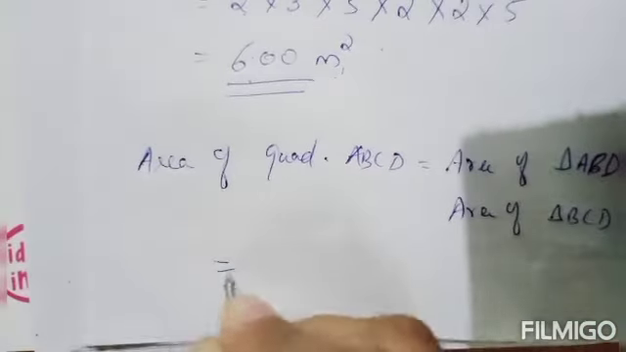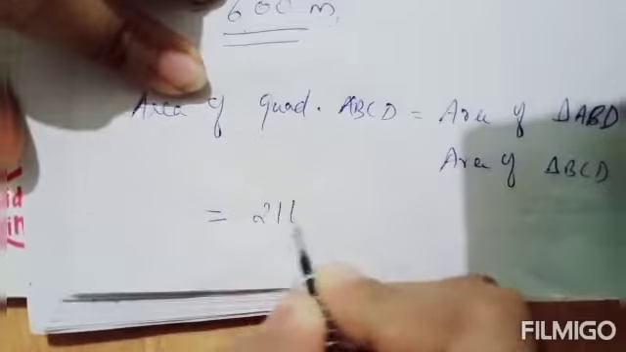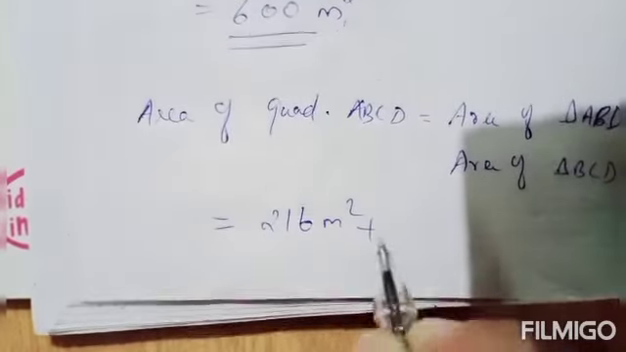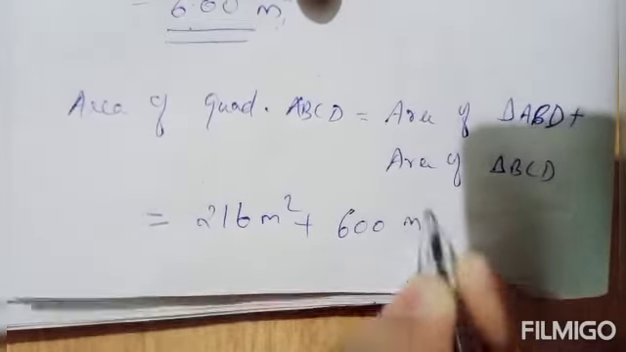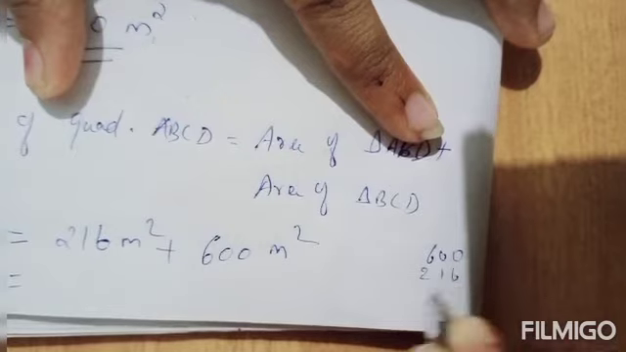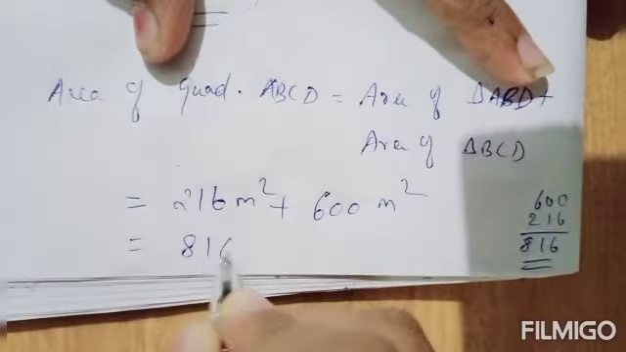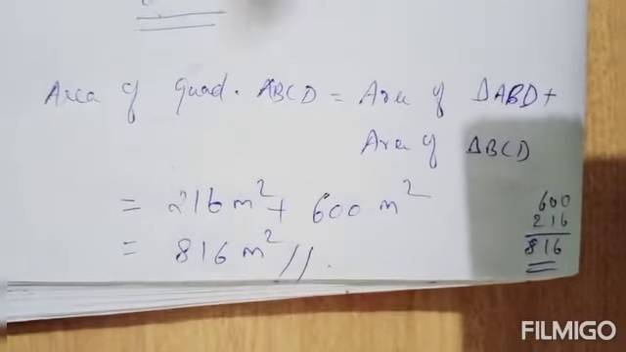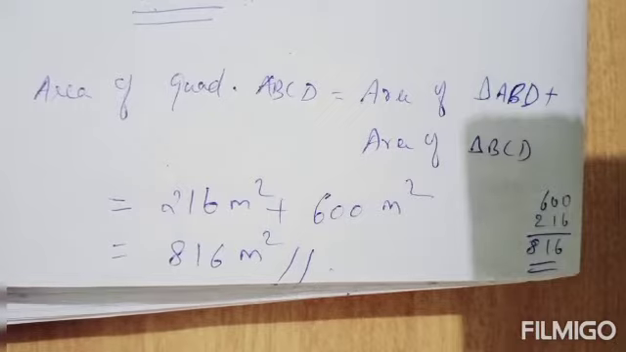Okay, which is equal to area of triangle ABD. First we found it. What is the area? It is 216 meter square. So 216 meter square plus area of triangle BCD, we found it 600 meter square. So 216 plus 600, you can add. You will get 816. So 816 meter square is the area of quadrilateral ABCD, or area of the field.